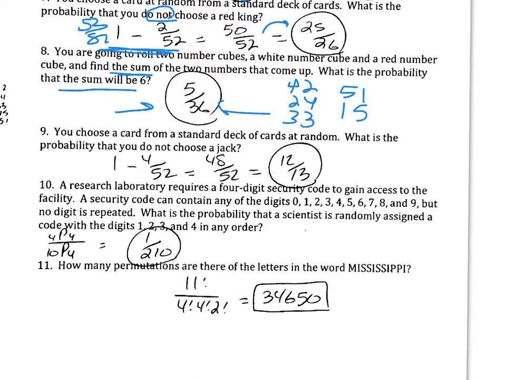Number 10, research lab, trying to get an access code. You can do digits 0 through 9, which is 10 digits. You cannot repeat any. What are the chances that a scientist is randomly assigned a code of those 4 digits? The number on the bottom is how many ways you can pick 4 numbers out of 10. So that gave me a big number. The number on the top, since I need these digits, 1, 2, 3, 4, they don't have to be in that order. If they had to be 1, 2, 3, 4, I'd put 1 out of whatever. But because you can mix those up as well, you need to do 4P4 on the top, punch it all in your calc, and you get 1 over 210.